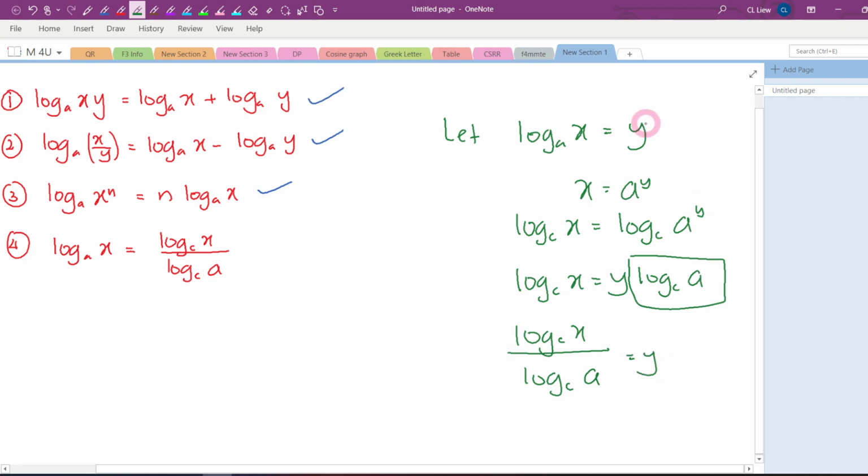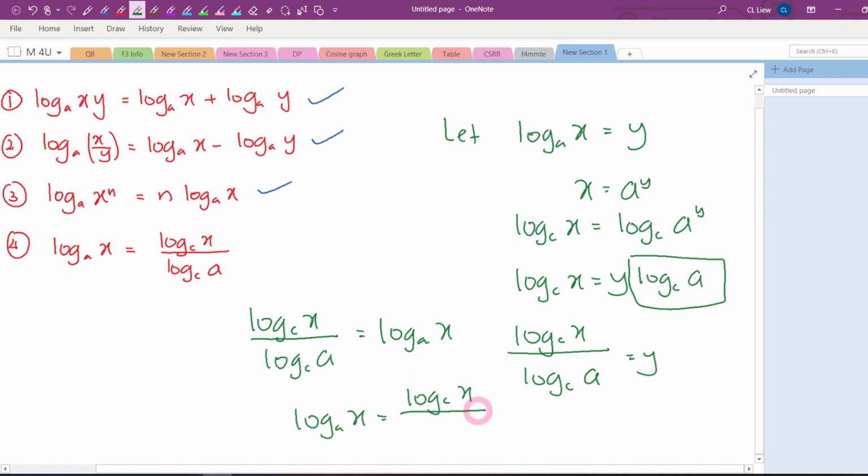And go back here. y is equal to this. So I'm going to change the y to this. So log base c of x over log base c of a is equal to this. Now we have shown that log base a of x is equal to log base c of x over log base c of a.